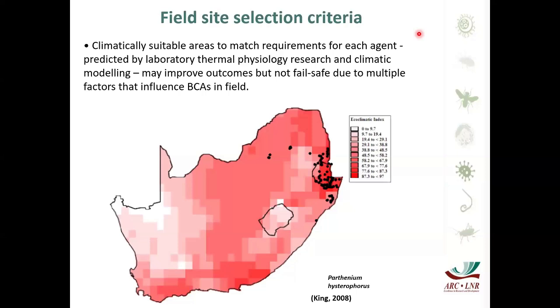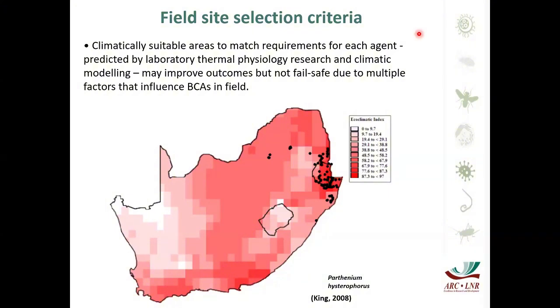So with the field site selection criteria, we may also use tools such as laboratory thermal physiology research and feed that into climatic modeling. This would provide outcomes where the black dots would be where the weed is, and the darker red blocks would be areas that are predicted to be more climatically suitable for the agent.